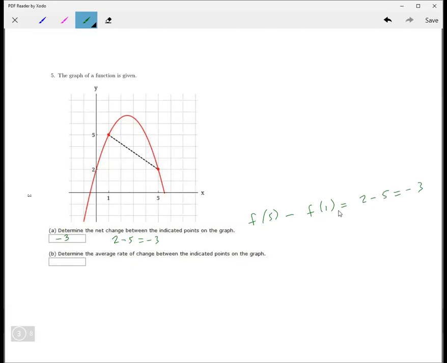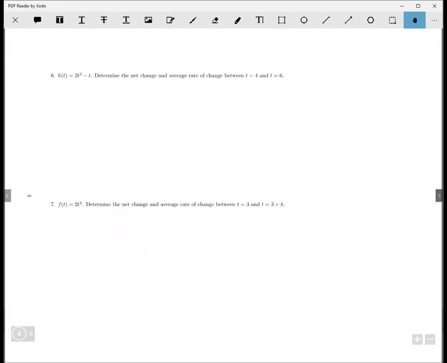Okay, the average rate of change is you just take the net change, which is this negative 3, and you divide that by the x value of the second point minus the x value of the first point. Okay, so that's going to be negative 3/4. Okay, let's go to the next exercise.